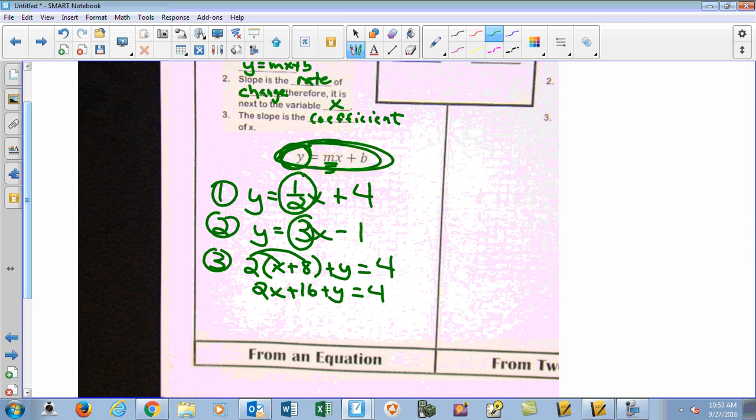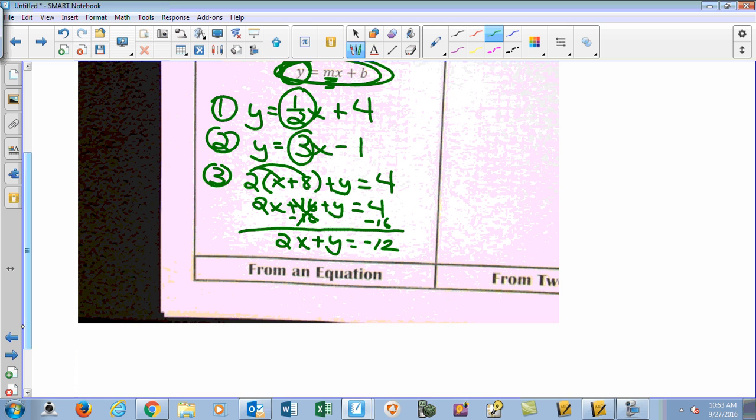Subtract, right? Just like when we were solving equations, I could subtract. So I do it to both sides. So that goes away. I'm left now with just 2x plus y. And over here, 4 minus 16 is negative 12.